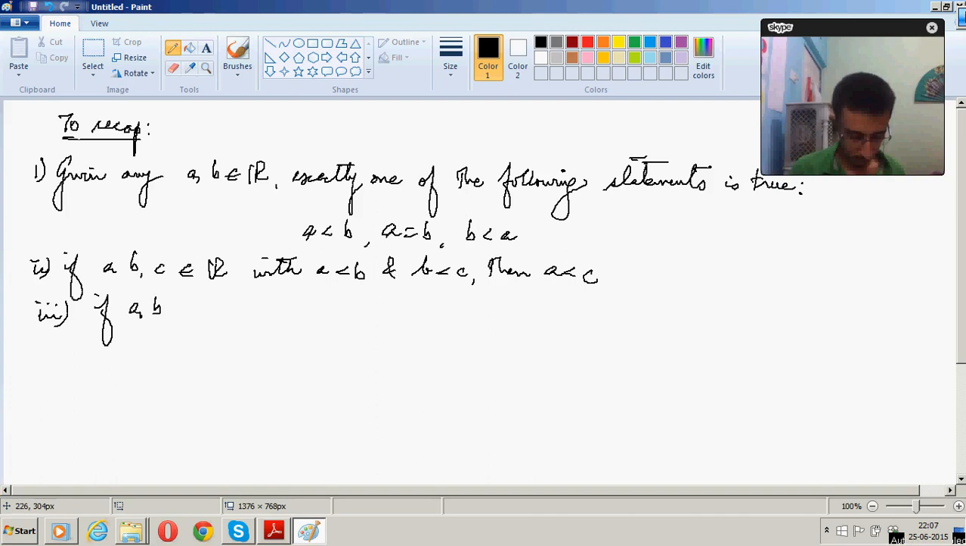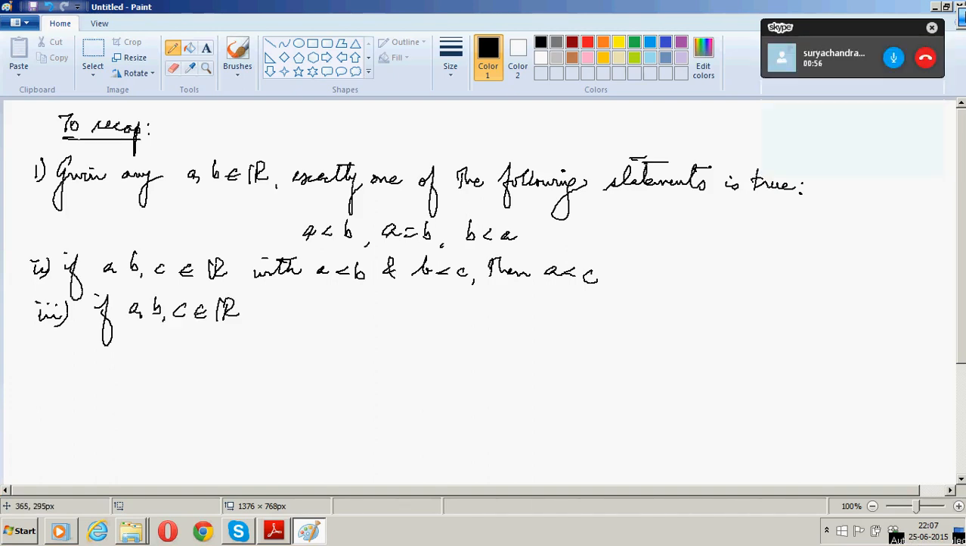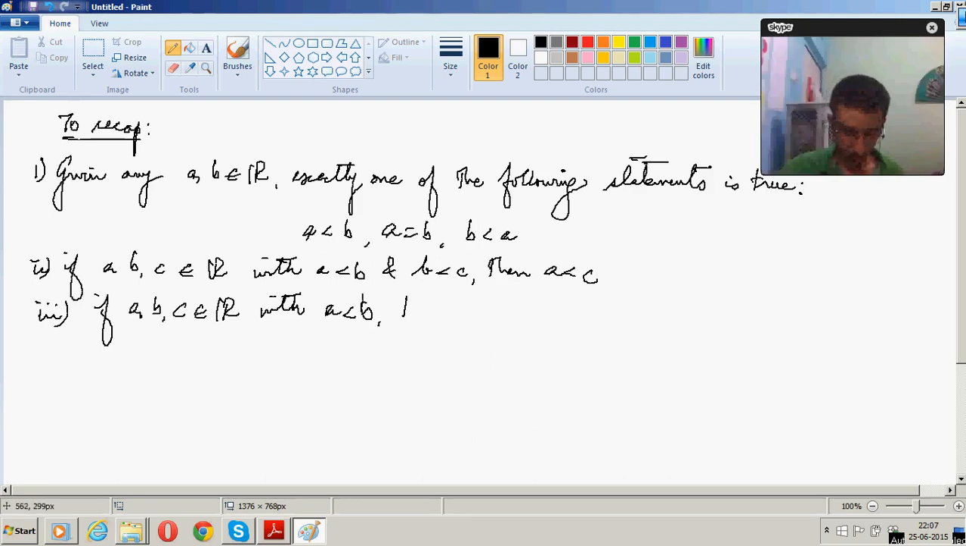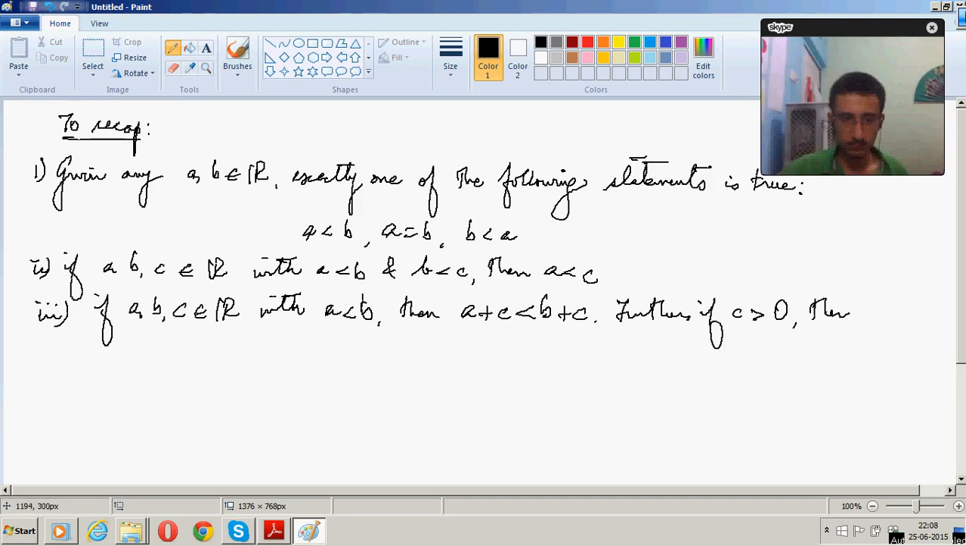If there are three real numbers A, B, C with A less than B, then A plus C is less than B plus C. Further, if C is greater than 0, then AC is less than BC, whereas if C is less than 0, then AC is greater than BC.